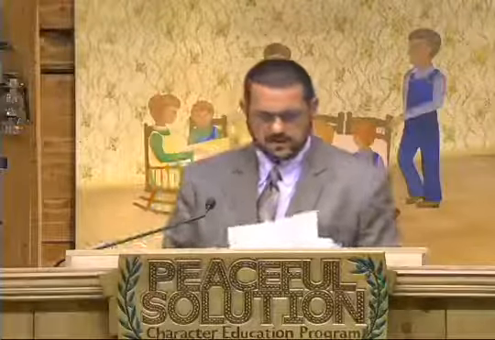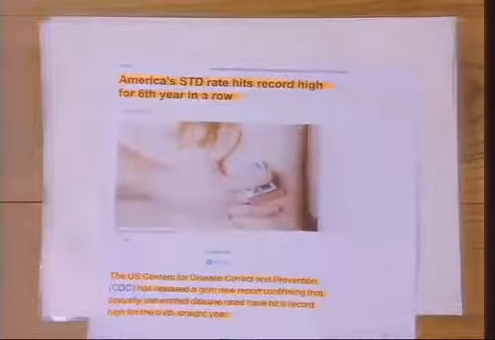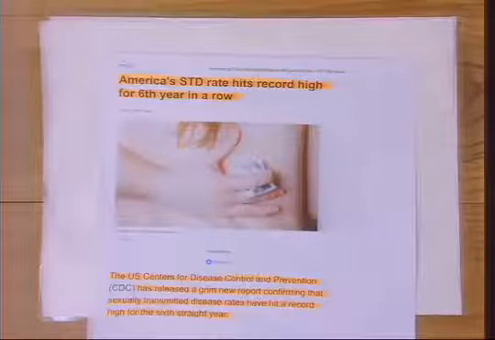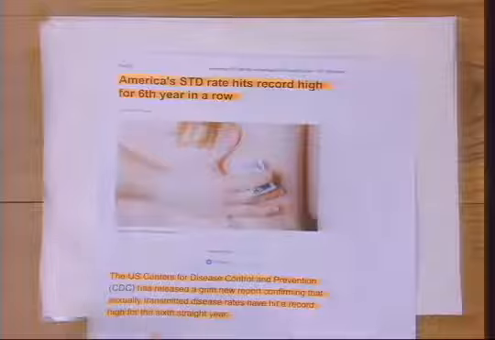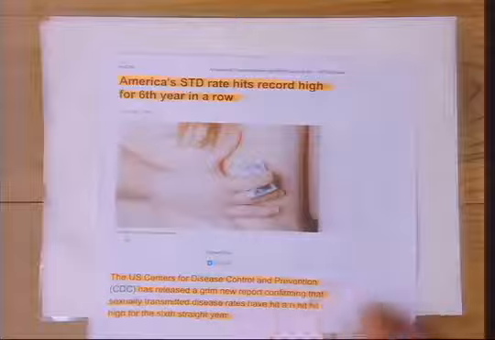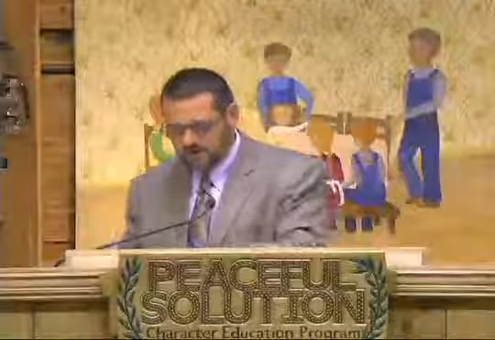Now, I want to show you a few articles with these statistics that are coming out in the news, and of course they're showing how well we're doing. Now you see here, America's STD rates hit record high for 6th year in a row. Now, if we're doing something to put an end to this or to make this a better situation, we should see a decline in this. We should not see an increase in this. This should be a decline. When we see 6 years in a row, we know there's a problem.